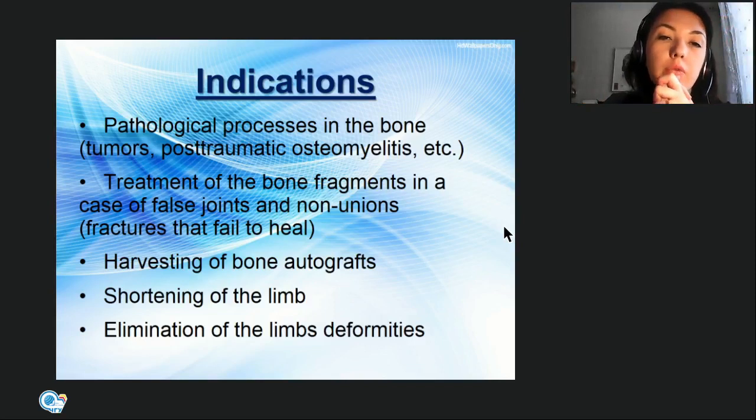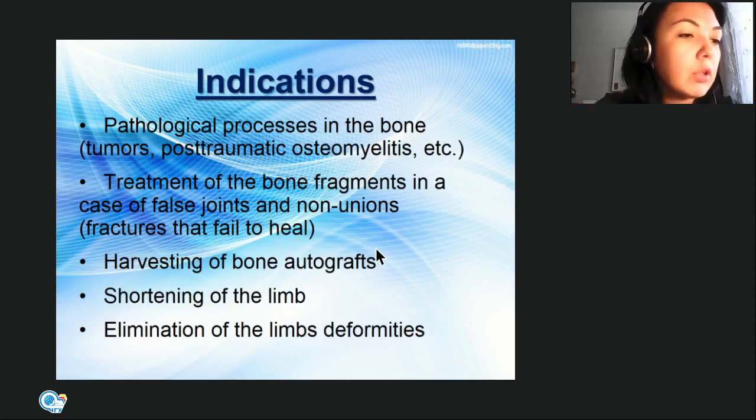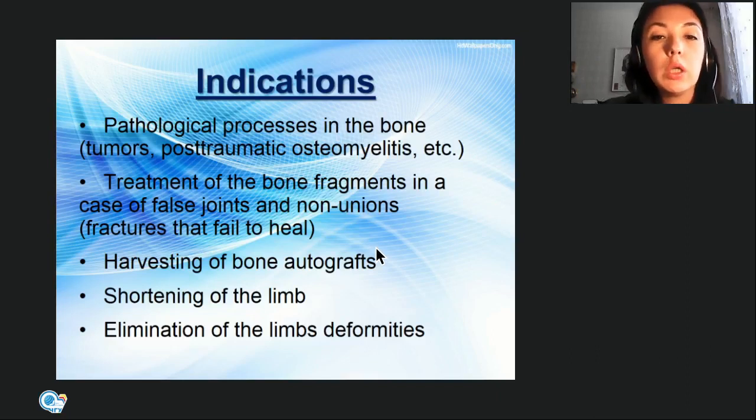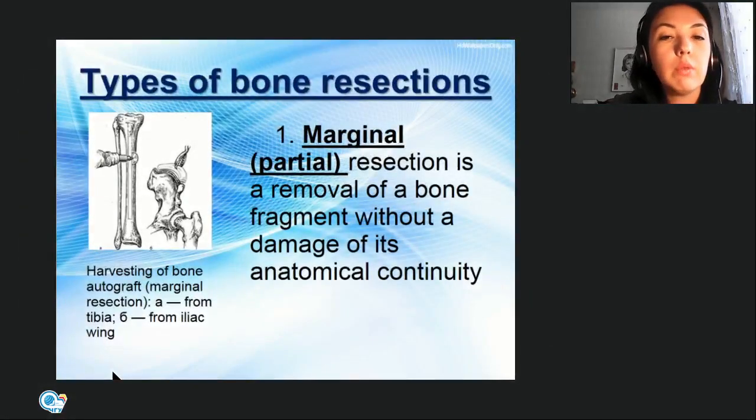The other indication for the resection of the bone is harvesting of bone autografts, like we saw at our surgical museum. Some bones can be used as autografts, like the fibula, for example. We take it sometimes in some other bones. Then shortening of the limb, in plastic surgery, and elimination of limb deformities. So these are the main indications for the resection of the bone.